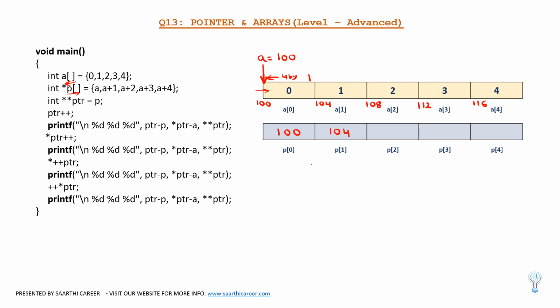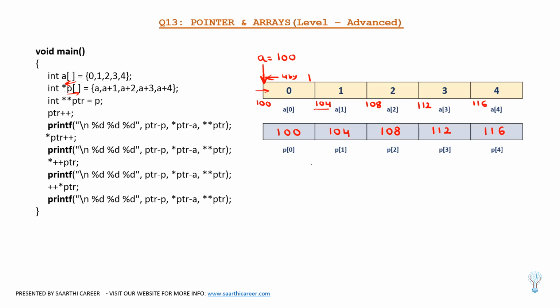Basically, it's indicating that if A is here, you want to access the first element, which is nothing but address location 104, and that's put here. And then A plus 2, you're indicating I want to read the second element, and hence 108, and then 112, and then finally A plus 4, which is nothing but 116.